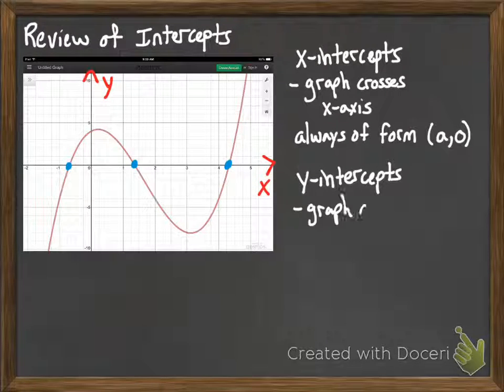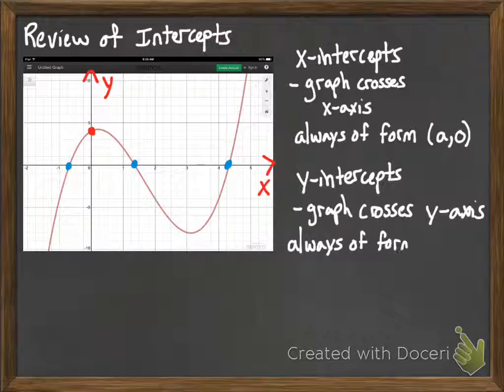Y-intercepts are places where the graph crosses the y, or the vertical axis. In this case we just have the single one there. And y-intercepts are always of the form 0, whatever number that happens to be. Okay, so that's just a basic quick overview of what intercepts are.